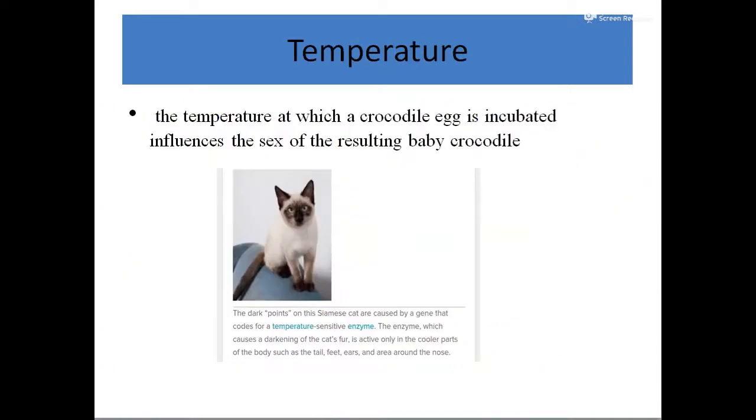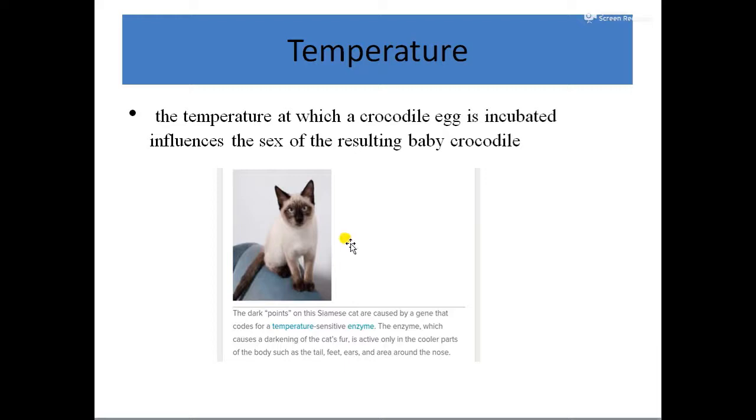The next factor which we are going to discuss here is temperature. This is quite an interesting feature. If a crocodile's egg is incubated at a particular temperature, it would result in the formation of a male crocodile, and if it is incubated at a different temperature, it will result in the formation of the other sex. So important is temperature in the development of an embryo in the case of certain organisms.